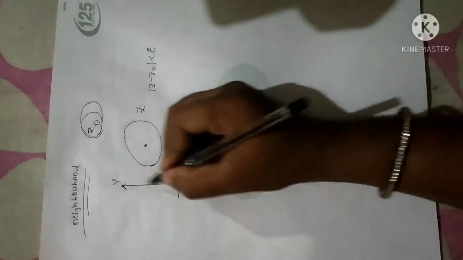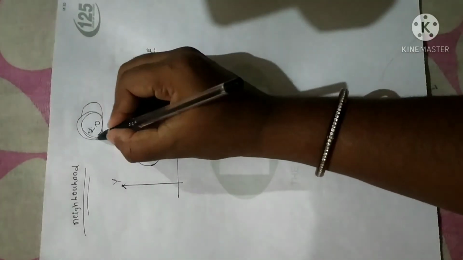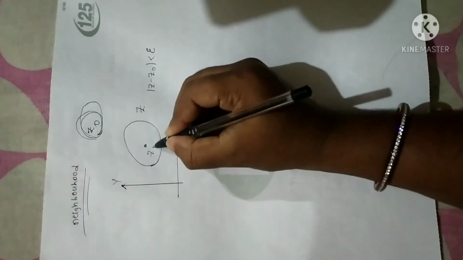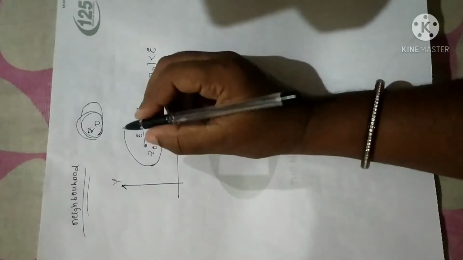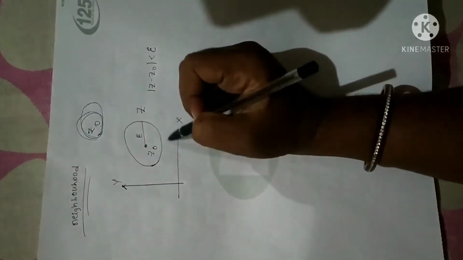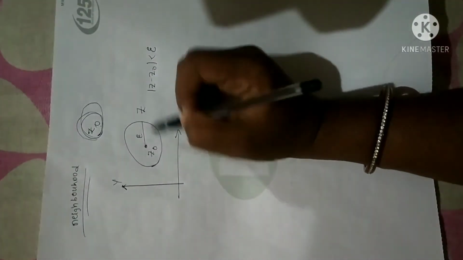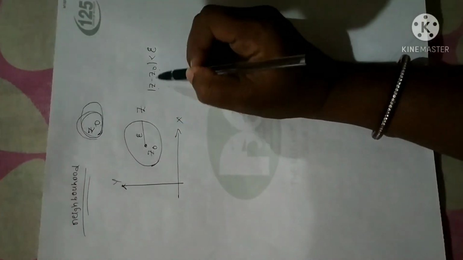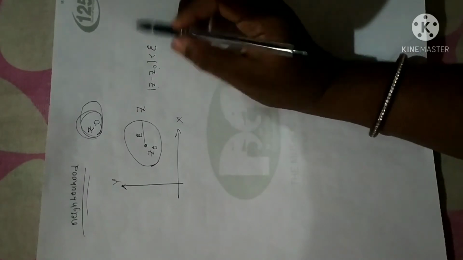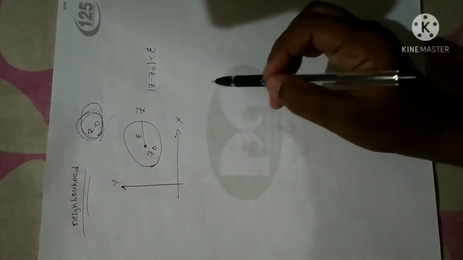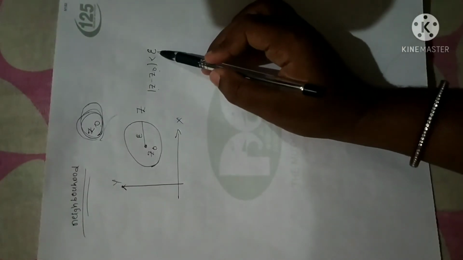In a complex plane, the neighborhood of a point z0: suppose this is a point z0 and the distance is epsilon. So the neighborhood of a point z0 is the set of all the points z such that the distance between them, the magnitude of z minus z0, which is none other than distance, is less than epsilon. Then it is called the neighborhood of the point z0. Fine. So epsilon is arbitrary.